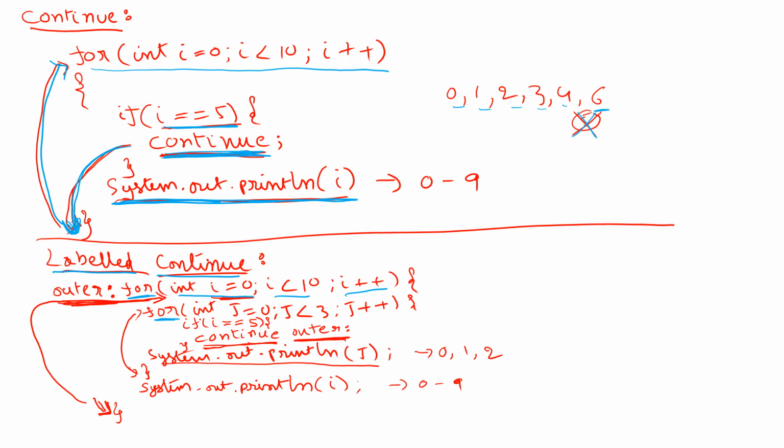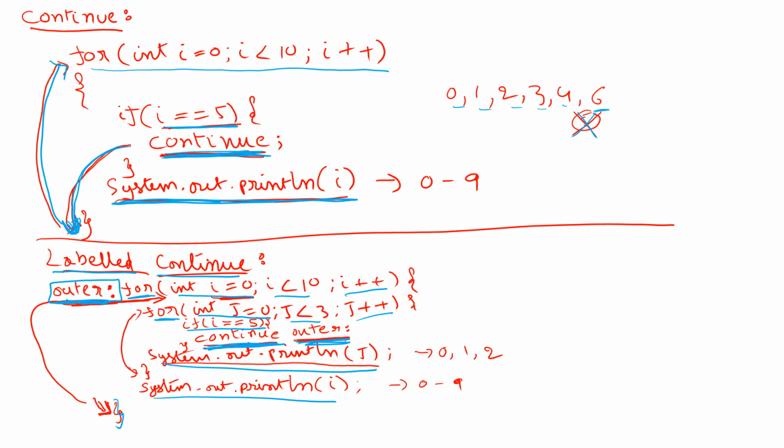The inner for loop is int j is equal to 0, j is less than 3, j plus plus. And I am printing the values of i and the values of j here. So whenever the value of i becomes 5, I would like to come out of this inner loop and come to the end of this outer loop. So I have to use a labeled continue statement here. I labeled the outermost loop as outer and I am using continue outer. So this is how we use continue and labeled continue statements.